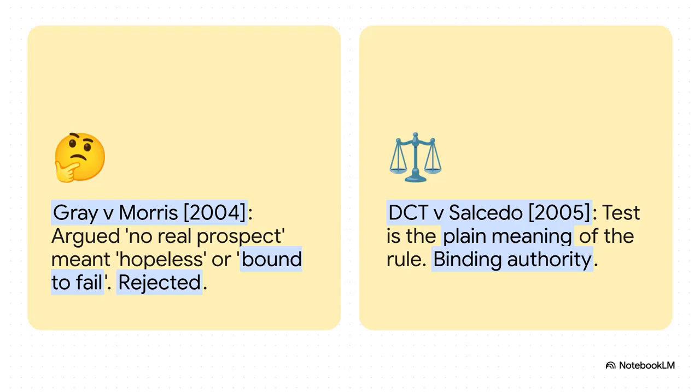And here's the clash. In one corner, you had Justice Chesterman in Gray v Morris. He argued that no real prospect pretty much meant the same as the old high bar test, that a case had to be hopeless or bound to fail. But just one year later in the other corner, the Court of Appeal in Deputy Commissioner of Taxation v Salcedo came out swinging. They flatly rejected that idea and said no, the test is simply the plain words of the rule. So for your exams, remember this: Salcedo is the winner. Salcedo is the binding authority.